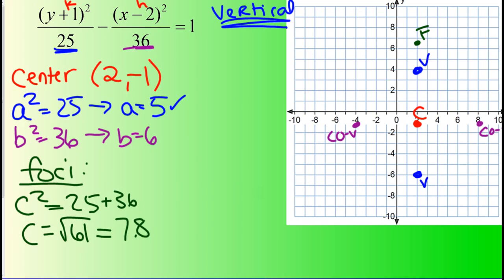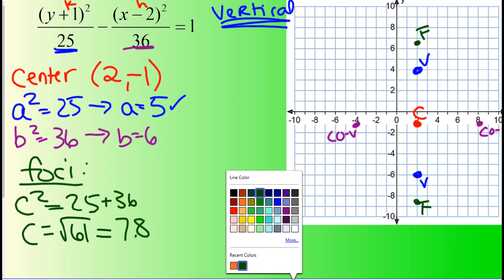I go back to my center. I count down 5, then 6, 7.8 for the second focus. Okay, so all of this is very similar to ellipses. The only big difference so far is that each focus is outside of each vertex, whereas it would have been inside of each vertex, or in between each vertex and center, when we were dealing with ellipses.